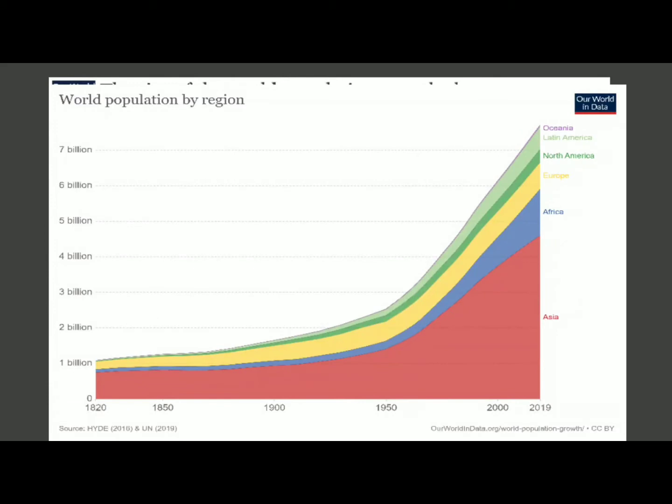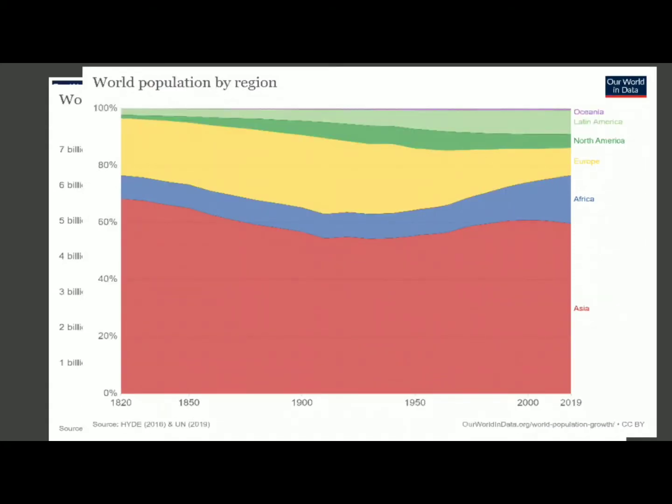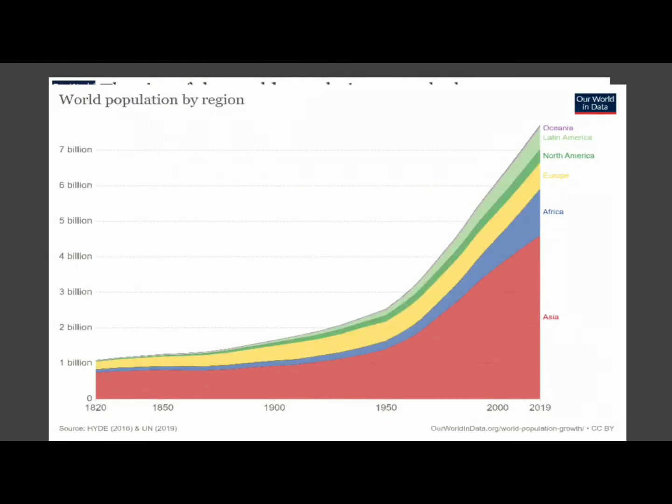The chart shows the evolution of global population by regions. We can notice in the chart that Asia has the largest population. So, most of the people lived in Asia. Today, Asia holds 60% of the population, while 200 years ago it was 68%. So it indicates a decrease.